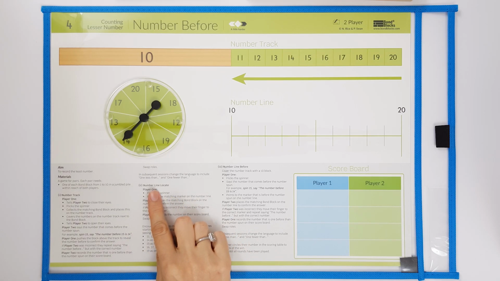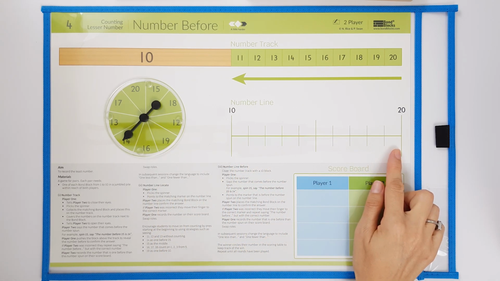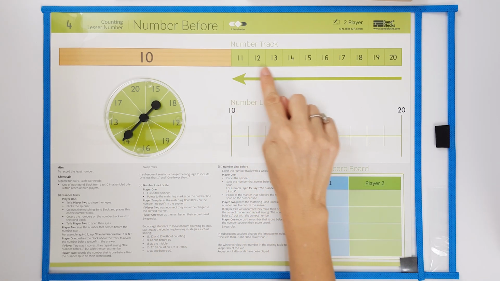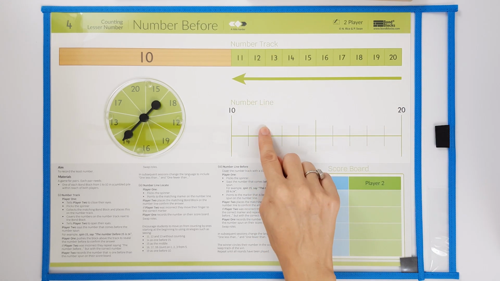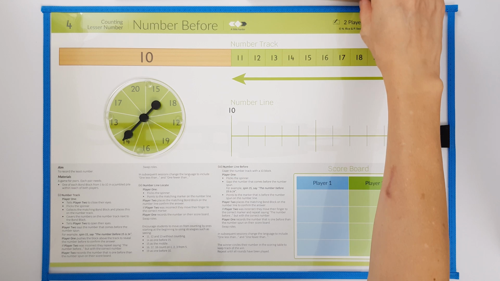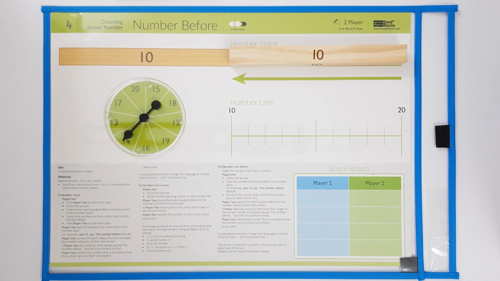For the second activity on the board, we are locating numbers on the number line. When we first complete this activity, I would leave the number track exposed so our students can see and have a prompt. However, we are going to cover it to develop fluency.